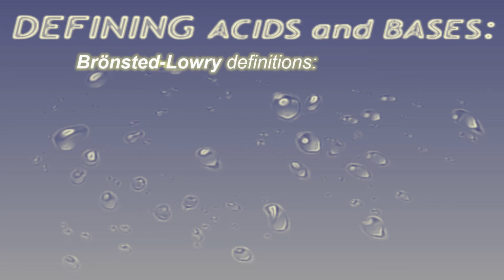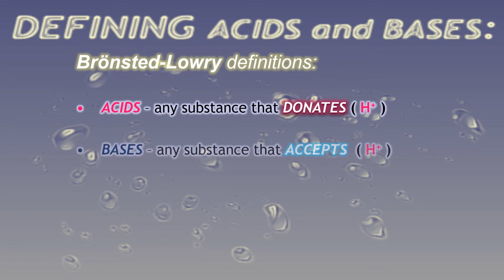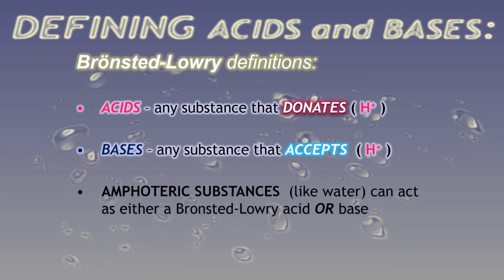Now we have the Bronsted-Lowry definition. This is all about whether you give up or receive the hydrogen ion. So an acid is a substance that's said to donate H+, and a base is a substance that accepts H+. The Bronsted-Lowry definition is just interested in which direction the hydrogen ions are going. It doesn't say anything about hydroxide. And so amphoteric substances like water can act either as a Bronsted-Lowry acid or as a Bronsted-Lowry base, as we learned when we considered water's ionization in detail.